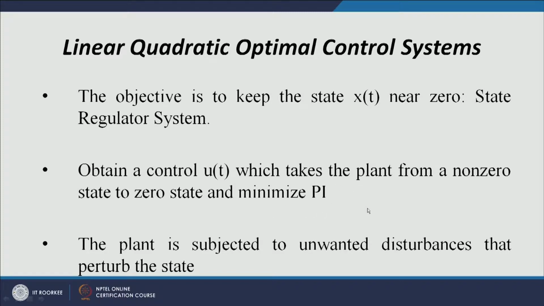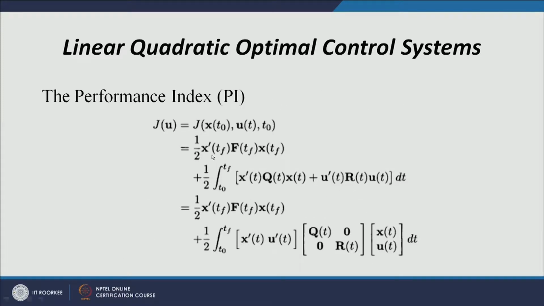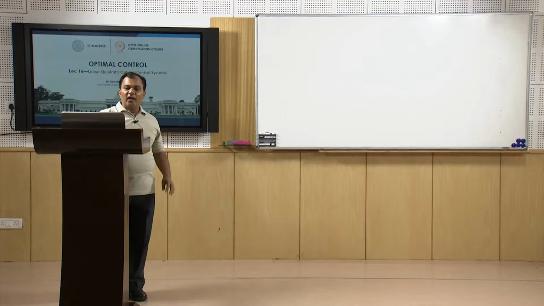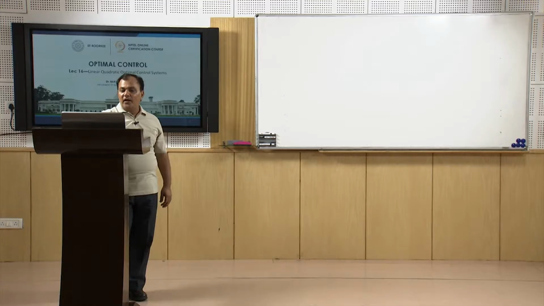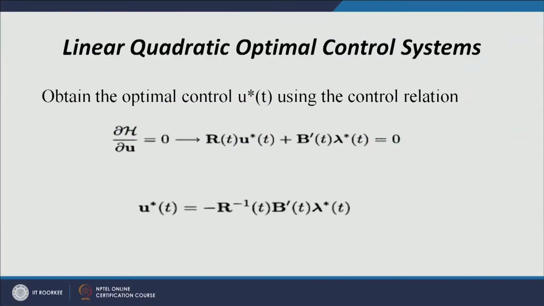and simultaneously minimize a performance index which is given as half x prime(tf) F(tf) x(tf) plus half integral of x prime Q x plus u prime R u. We are solving this problem using the Hamiltonian approach. We first define our Hamiltonian H, we take del H by del u equal to 0, which gives u equal to minus R inverse B prime lambda t.